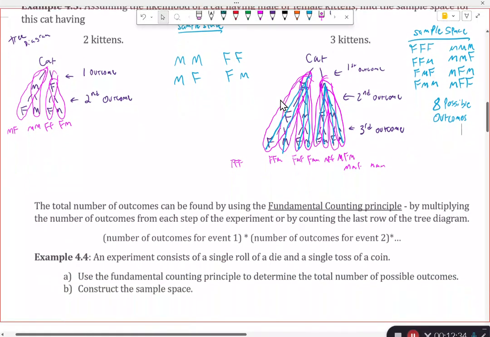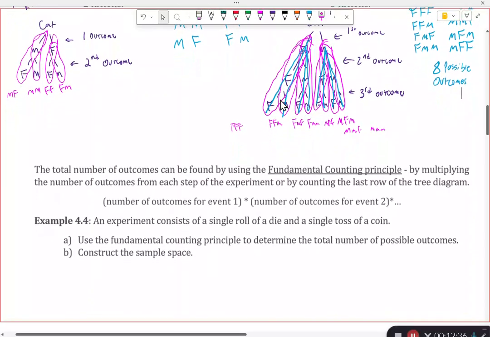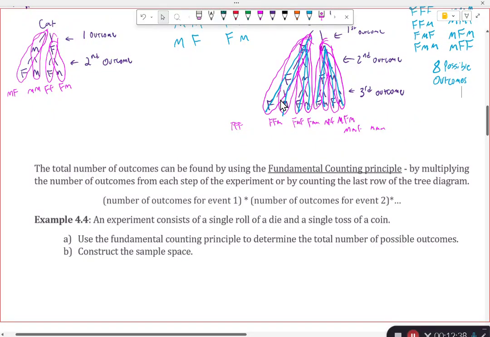Oh, I lied. I'm sorry. I thought I was going to end the video here, but I am going to do one more example, and actually I'm going to talk about these 8 possible outcomes right now in the fundamental counting principle. So the total number of outcomes can be found by using the fundamental counting principle. And when I was a student, this concept took me a really long time to fully understand.